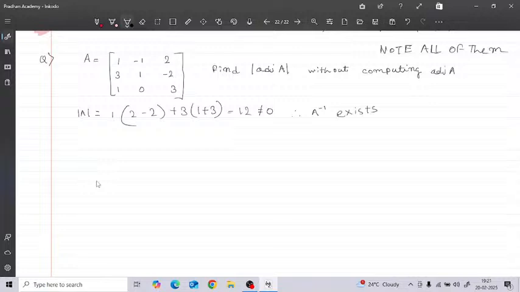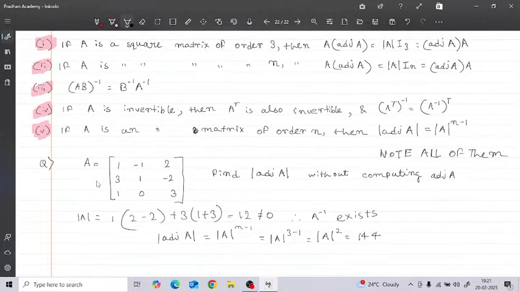A is non-singular. Now as this matrix is a 3 cross 3 matrix, what is the formula for the determinant of adjoint of A? Determinant of adjoint of A is equal to determinant of A to the power n minus 1, where n is the order of the matrix. Here n is 3, so 3 minus 1, so determinant of A square, that is 144. So I didn't compute adjoint of A, but I got the determinant of it. How? With this fifth property.